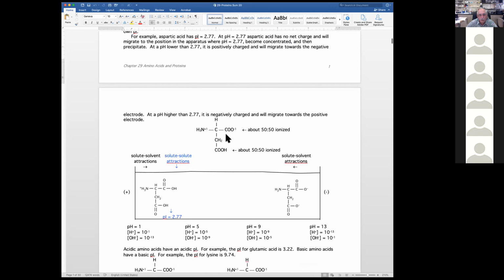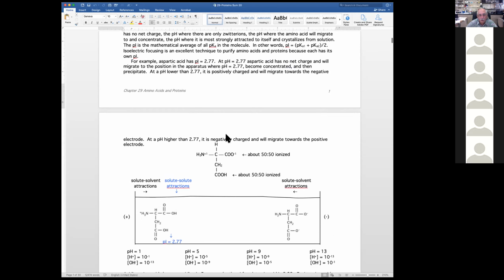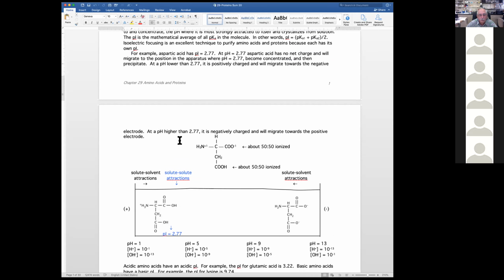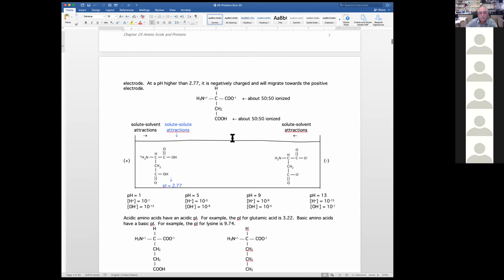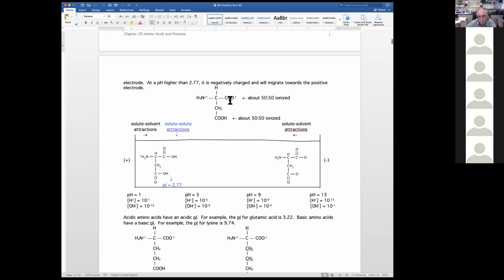So anyway, let's look at what happens with aspartic acid. Here, the pKa is 2.77. So at pH 2.77, you have no net charge on the molecule. So that means that this has to be charged, and these are going to be about 50-50 ionized and 50-50 protonated. So the net result is no resulting charge.